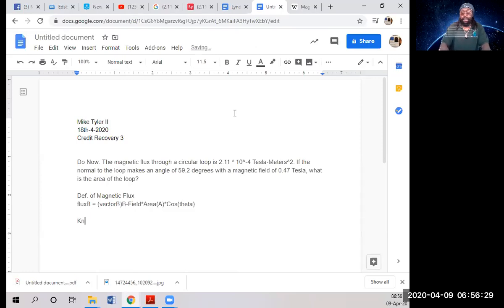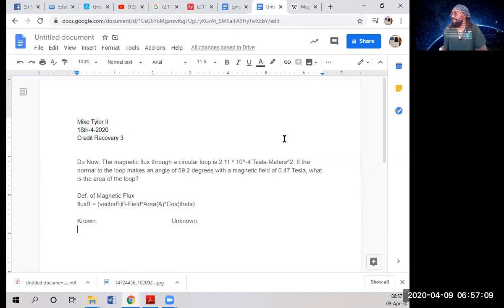So known values, right? We've got our known values. What did the problem give us? And then our unknown. What is the problem asking us? All right, so let's go through it. We got this here, right? This is a known value. So circuit loop is 2.11 times 10 to the negative 4th Tesla meters squared, okay? With that said, where does that go?